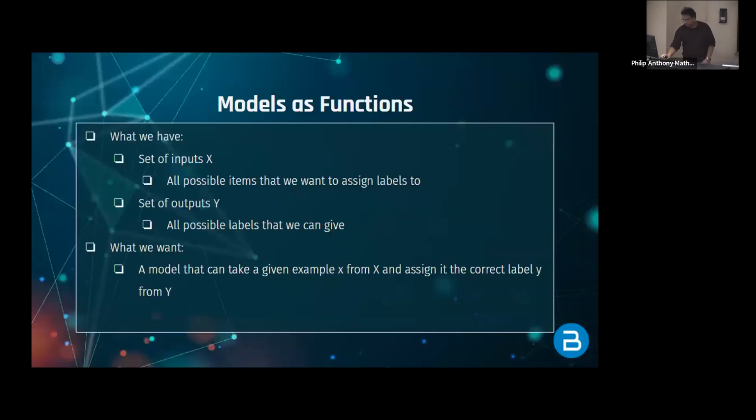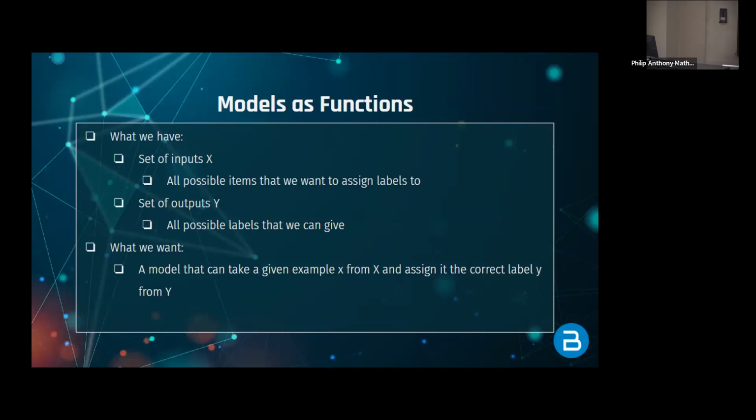So, as mentioned earlier, we can think of them as functions. What we have is a set of inputs, X, just letters, notation, don't worry about it. If you're mathematically inclined, you'll have fun with that. You have a set of inputs, which is all possible items that you want to throw into the model. So in the case of trying to predict whether or not someone has diabetes, that would be vital signs and things like that. We have your set of outputs, which is all possible labels. In the case of diabetes, that's whether or not they have diabetes.